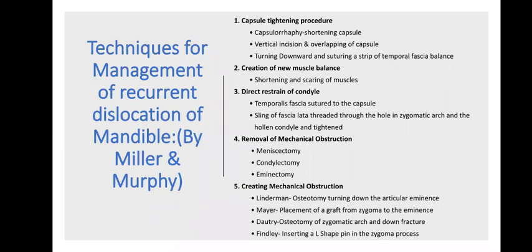Then in removal of the mechanical obstruction, you have meniscectomy, condylectomy, and eminectomy. Basically, in eminectomy, the obstruction, that is the articular eminence, is cut off so that the condylar head could move freely. Then in the next procedure, creating mechanical obstruction, you have the Levelle technique, in which you increase the height of the articular eminence. In Mayer, you increase that height by placing a graft. Then in Dautrey, you do osteotomy of the zygomatic arch and down fracture. And in the Findlay technique, you insert an L-shaped pin in the zygomatic process. So, thank you.